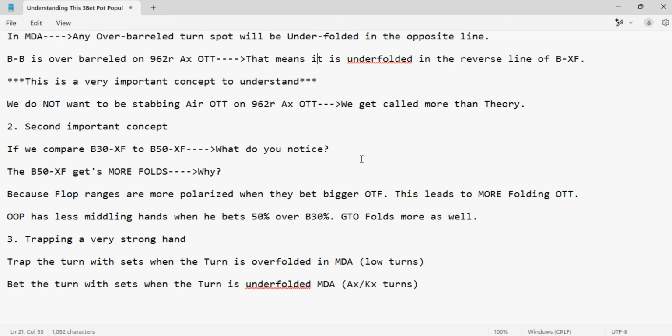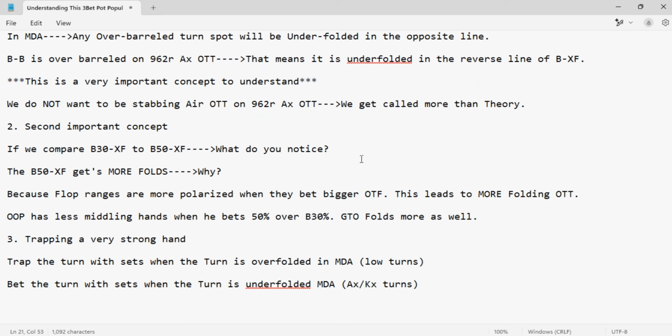Secondly, if you compare bet 30 check-fold to bet 50 check-fold, we notice that the bet 50 check-fold folds more because the flop is polarized. When they bet 30, they're more merged because they're probably betting range. And when they bet 50, they're more polar, which leads them to more folding on the turn. So stab more against a bet 50 compared to a bet 30.